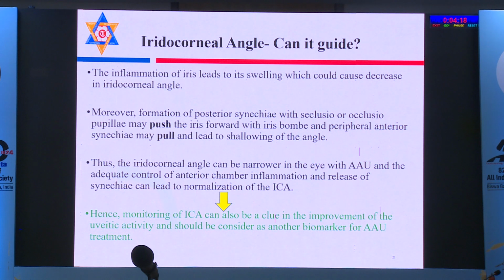Thus, the iridocorneal angle can be narrow in eyes with acute anterior uveitis, and if we are able to control the anterior chamber inflammation and release the synechiae, this can lead to normalization of the angle. Hence, monitoring of the iridocorneal angle could be an important clue in the improvement of uveitic activity, and therefore should be considered another important biomarker for acute anterior uveitis treatment.